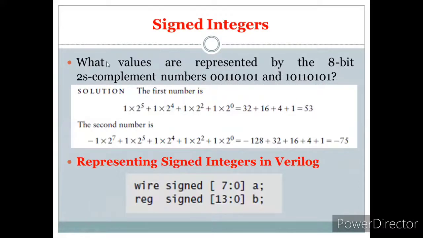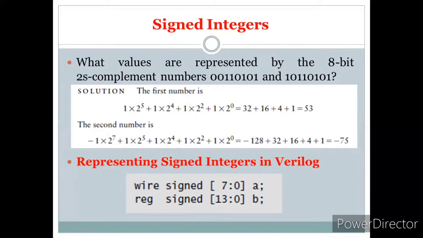If you observe here an example, two numbers are given which need to be converted to decimal. Observe the MSB of the first number: this bit is 0. The powers are 0, 1, 2, 3, 4, 5. So 1 into 2 raised to 5 plus 1 into 2 raised to 4 plus 1 into 2 raised to 2 plus 1 into 2 raised to 0. When you add these, we get 53. Since the MSB is 0, it is positive.